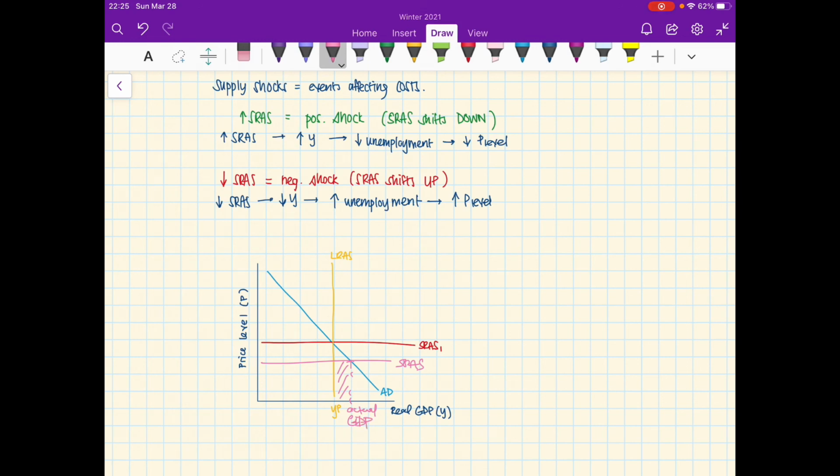So real GDP in the short run will increase, and unemployment will decrease, which leads to an increase in wages and other production costs in the long run. And so the SRAS curve will shift back upwards to SRAS 1 in the long run, and the GDP will return back to its potential output.